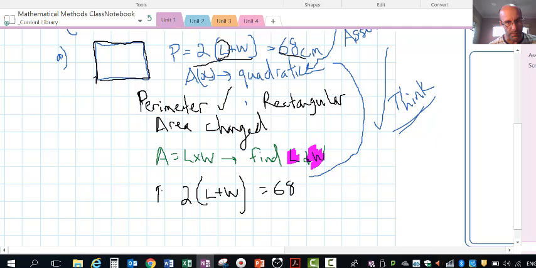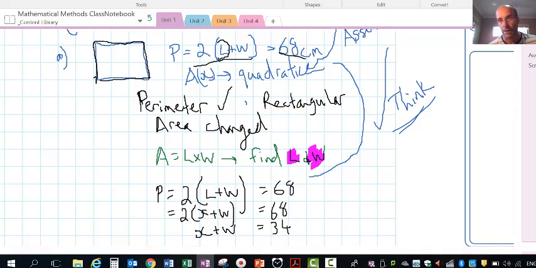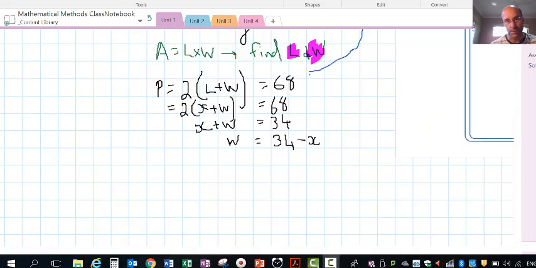And basically, look, P, perimeter, equals that, which equals 2 times X plus W, whatever the width is, equals 68. So 2 times X plus W equals 68. So X plus W equals 34. Okay. So W equals 34 take X. Now I'm going to need that result, perhaps. So I'm just going to call it equation 1. Just give it a name. It can be as simple as equation 1.